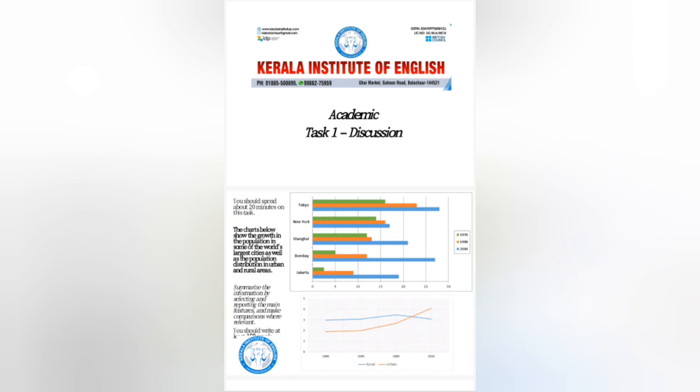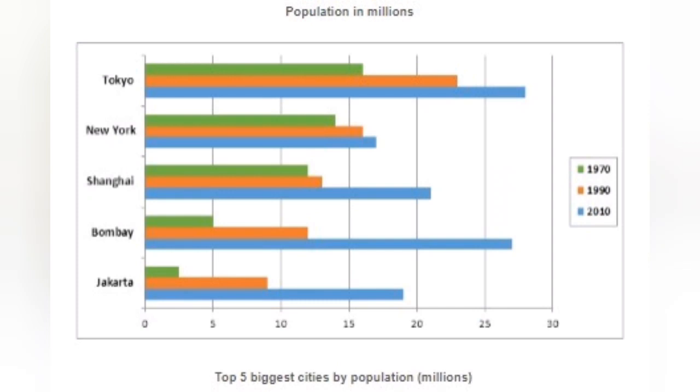Let's see the case of Tokyo. It's a place where you can see in each given year, the green color, if you observe, the highest number was Tokyo. The red color, highest number was Tokyo. The blue color as well, highest number was Tokyo. So commonly students write that maximum and minimum. Let's write it in a different way. For example, you can say no other city had as many population as in Tokyo.